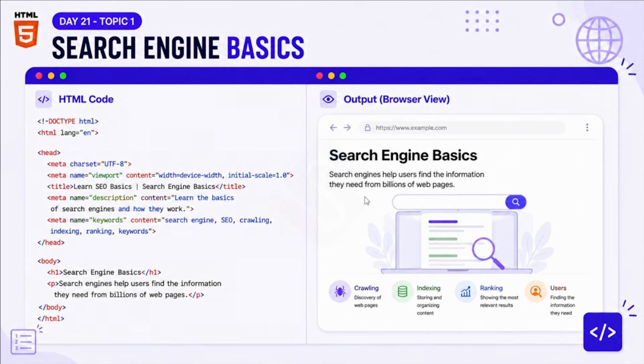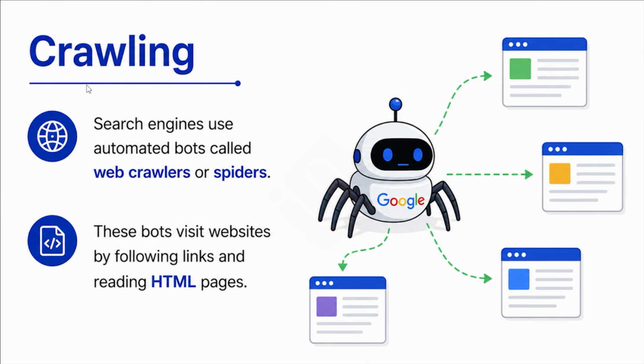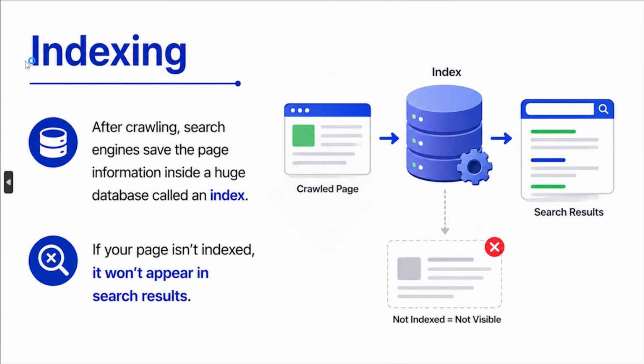So the basic SEO process has four stages: crawling, indexing, ranking and display results. So let's understand one by one. Crawling. Search engines use automated bots called web crawlers or spiders. These bots visit websites by following links and reading HTML pages. Indexing. After crawling, search engines save the page information inside a huge database called an index. If your page is not indexed, it will not appear in search results.